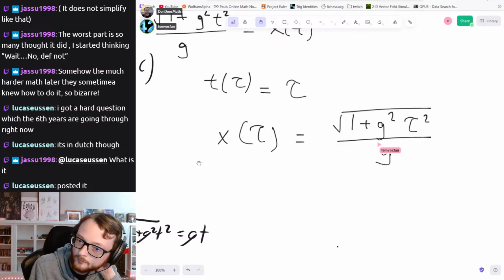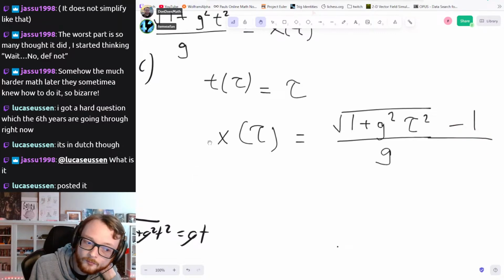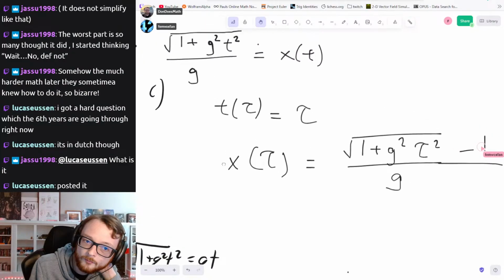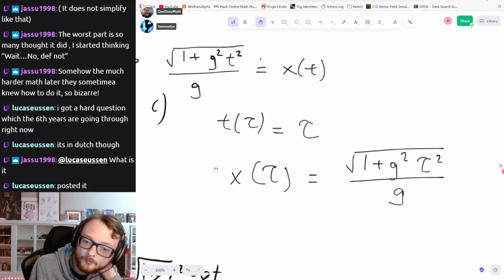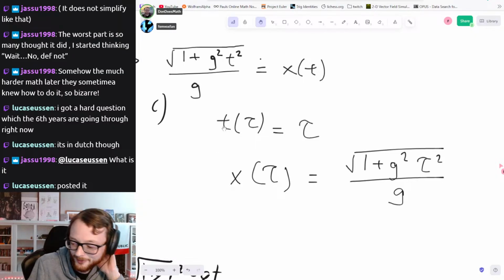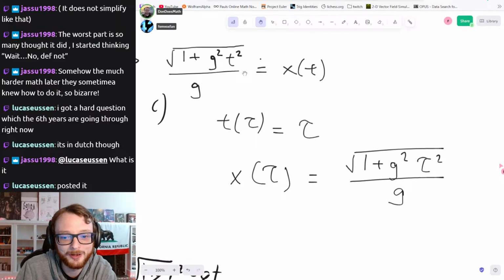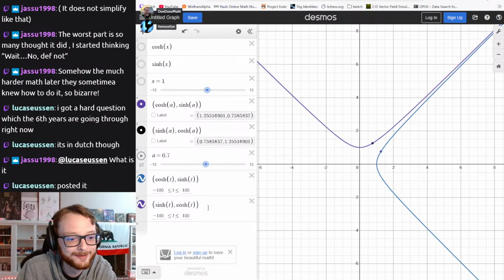Like the minimum it could be would be, oh wait, what would the minimum be here? Radical 1 over g. I could put a -1 up here to make it hit the origin. Why would I do that? I don't know. I would need to put this in decimals. I don't know how it looks for small values of tau.